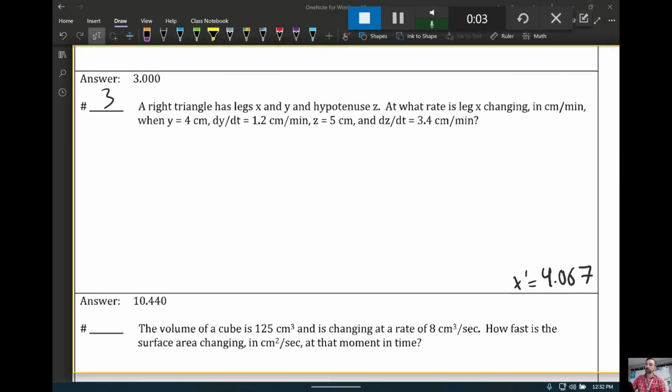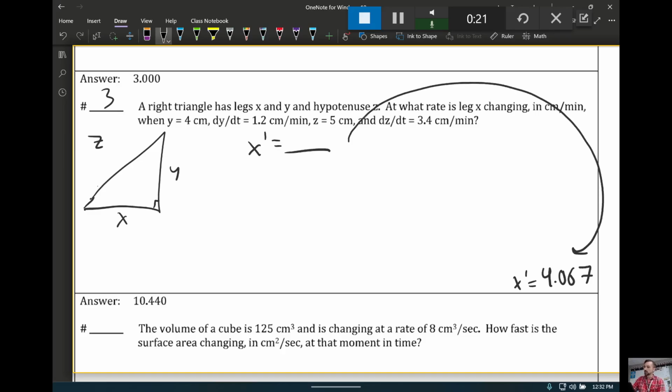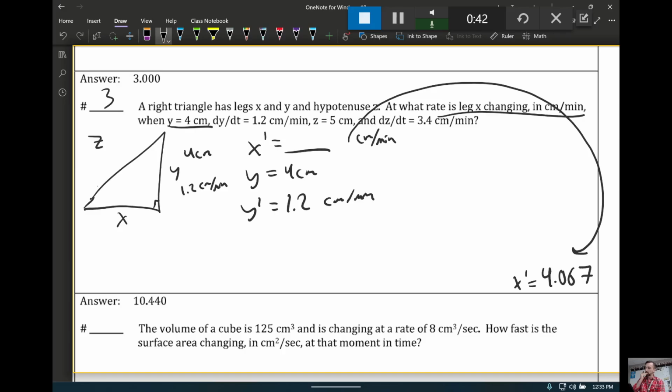All right, so we've got a right triangle that has legs X and Y and a hypotenuse Z. At what rate is leg X changing? So that would be X prime in centimeters per minute when Y is 4, Y prime is 1.2 centimeters per minute, Z is 5, and Z prime is 3.4 centimeters per minute.